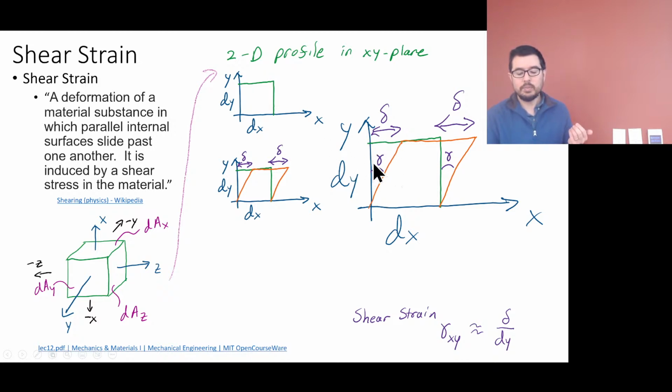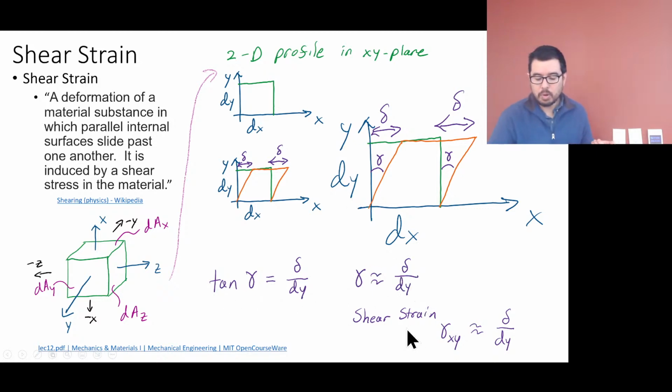So this angle is what we use for shear strain. The tangent of this angle is this delta divided by dy, and we can use a small angle approximation and say it's just delta over dy. We report shear strain as gamma, gamma xy. What did I say here? Did I say this is delta? I meant this is gamma. I say the wrong thing often. This is gamma.